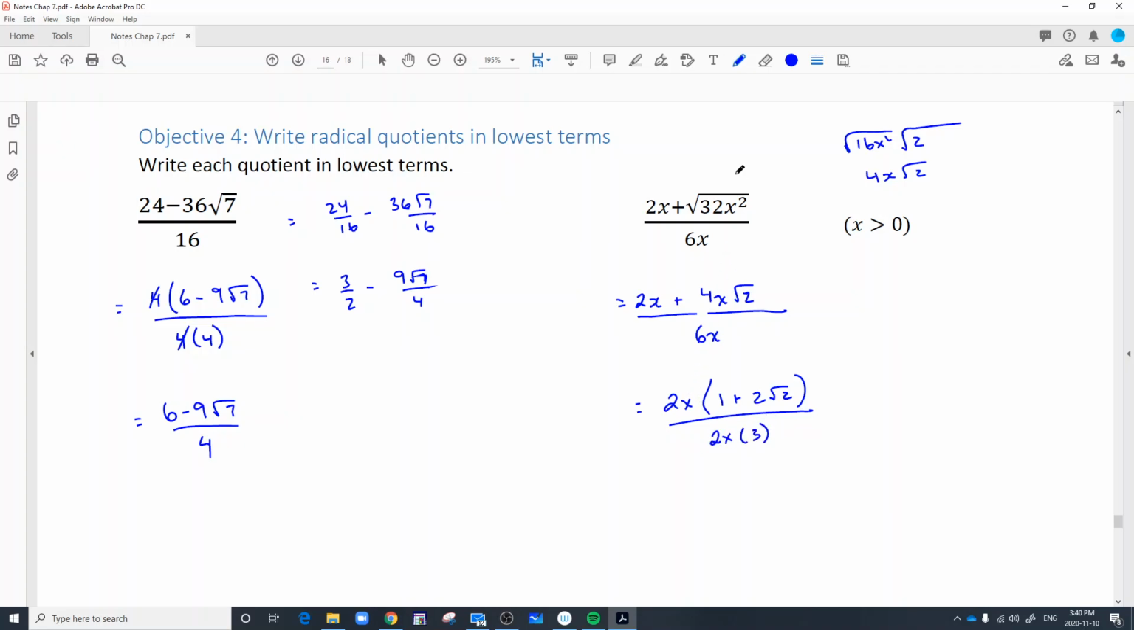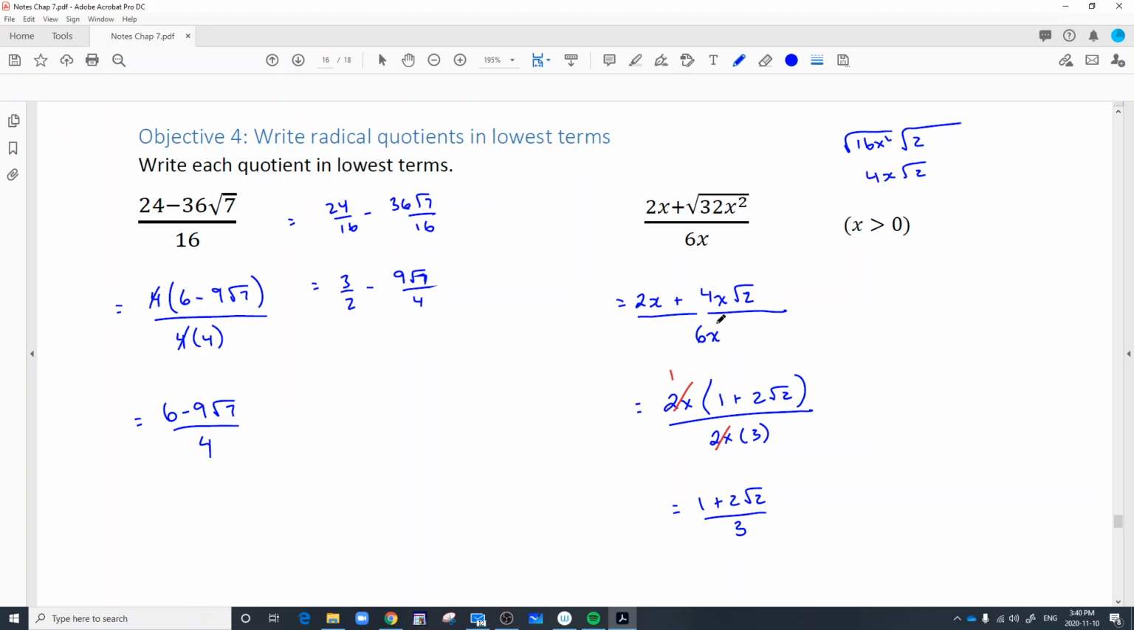Now that it's factored, I am allowed to simplify. So 2x divided by 2x is 1, and I am left with 1 plus 2 root 2 all over 3. Again, this is what the textbook wants, the monomial.